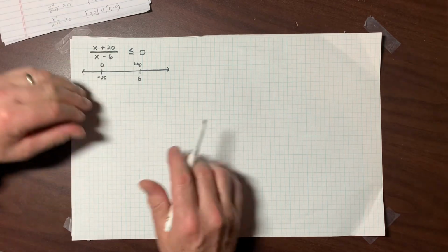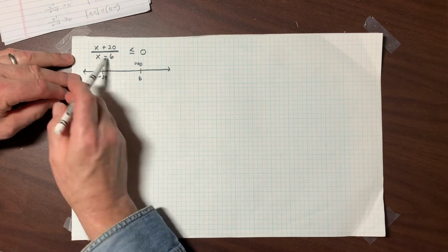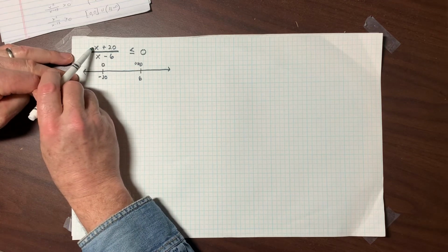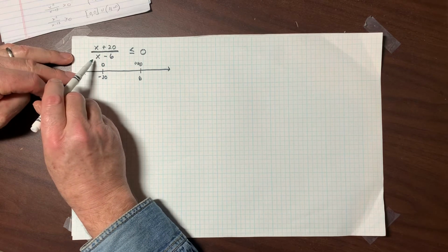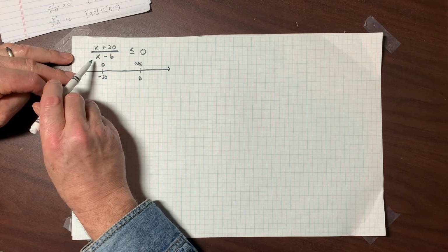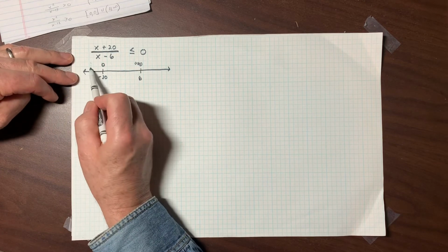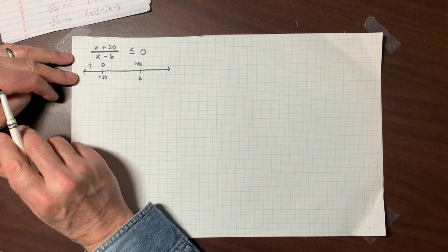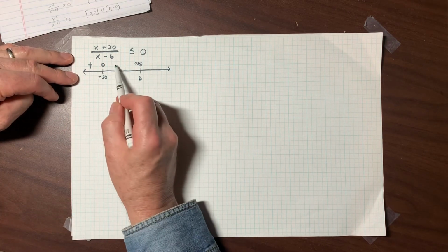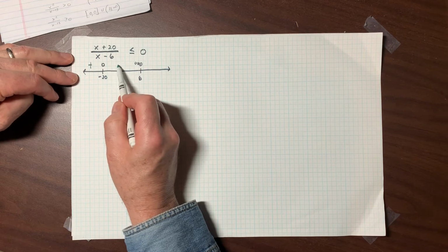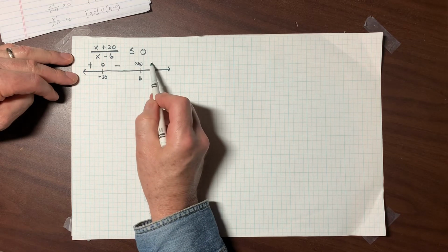So here we go. I'm going to pick a value from this interval, like negative 1,000,000. If I put negative 1,000,000 in for x, the numerator would be negative. The denominator would be negative. And a negative divided by a negative is a positive. And then as I indicated to you before, as you move across your sign line, your sign is just going to alternate from interval to interval. So this would be negative and this would be positive.